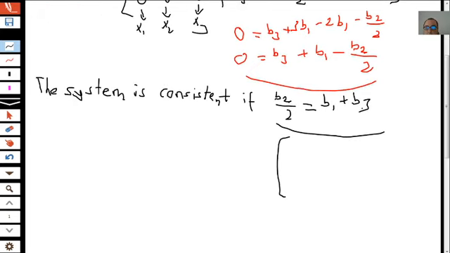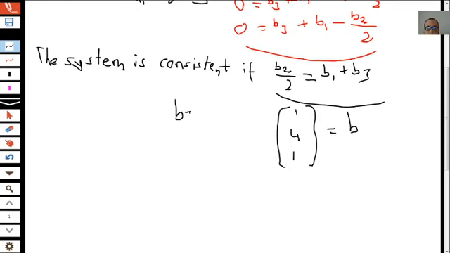So we can just take the vector b in R cube satisfying this equality, for example let's say b1 and b3 are 1, so b2 becomes 4.